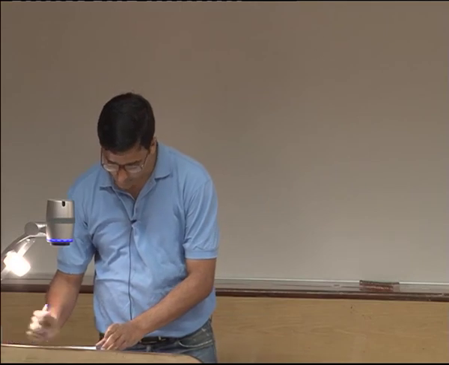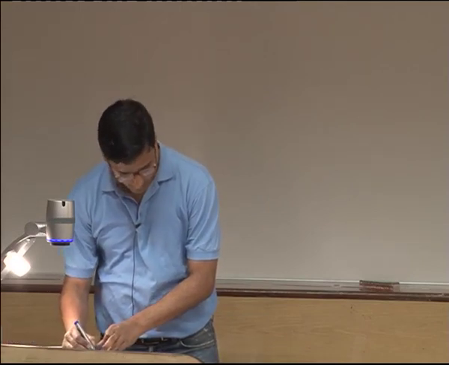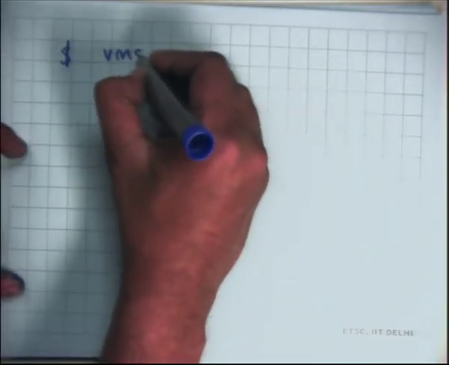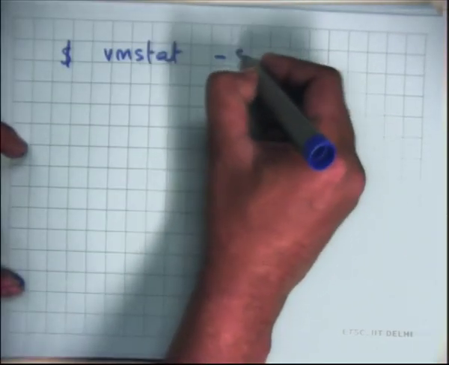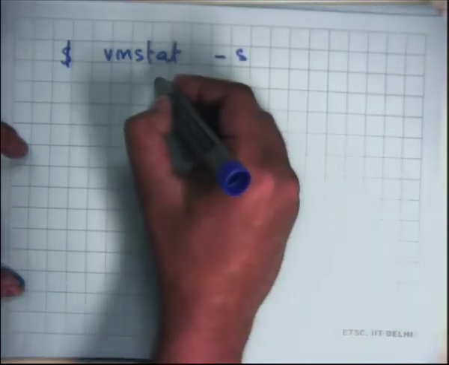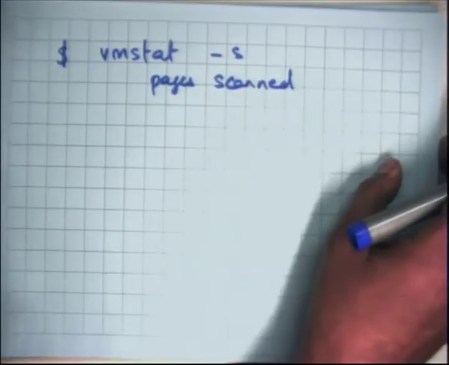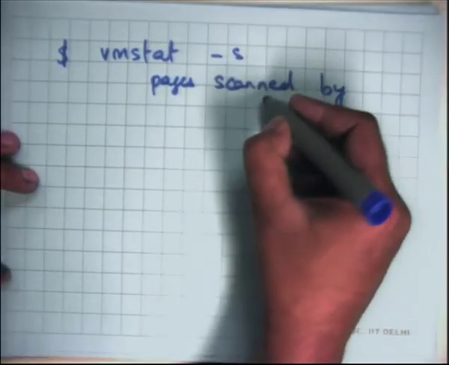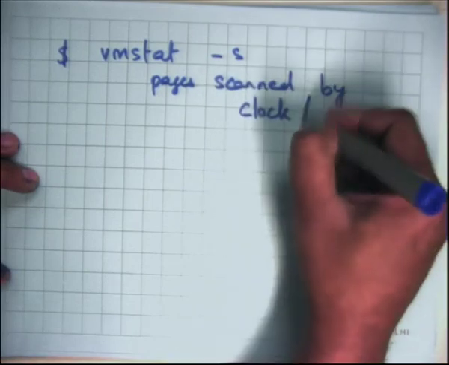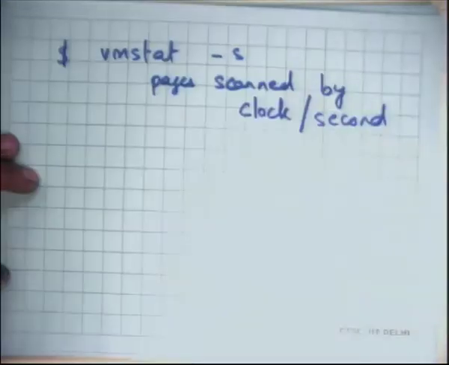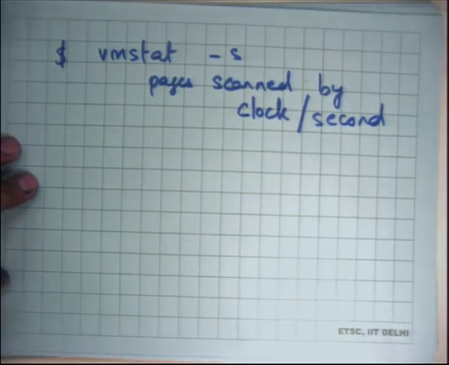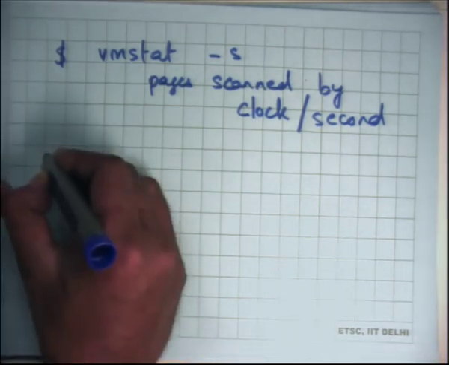Just as an example, let's say I had a machine. There's a command called vmstat on SunOS, which allows you to check how many pages were scanned by the clock algorithm. The clock algorithm is a commonly used algorithm inside operating systems, and on some operating systems you can use this command to check its statistics, such as the pages scanned by the clock per second. So here is some example data.